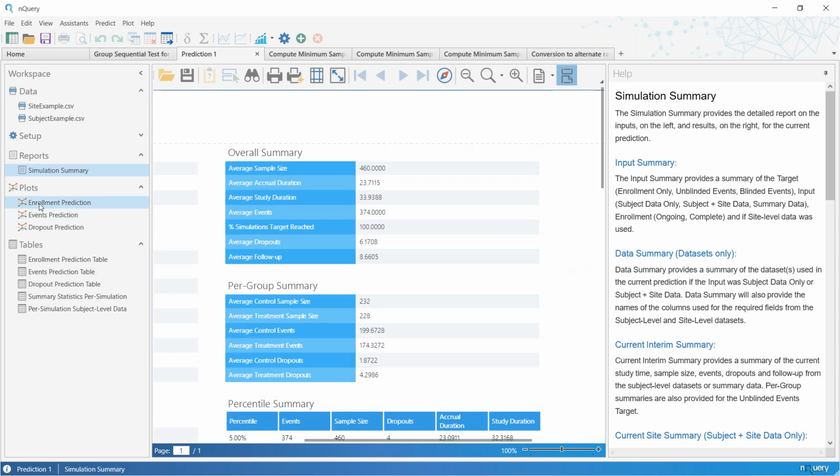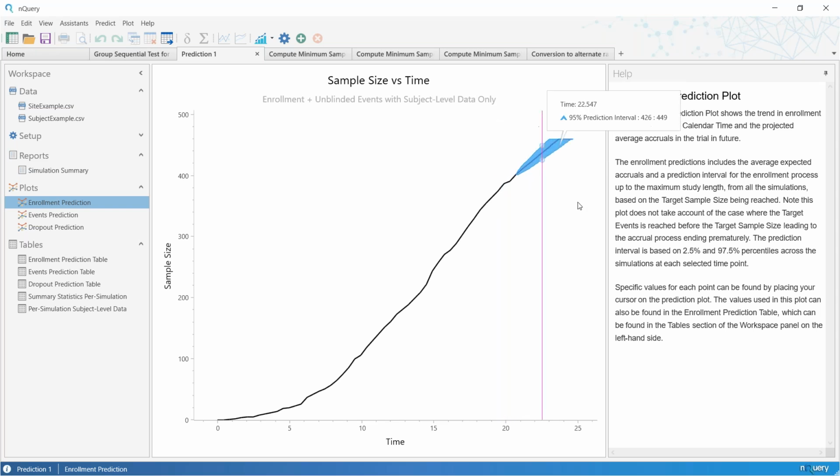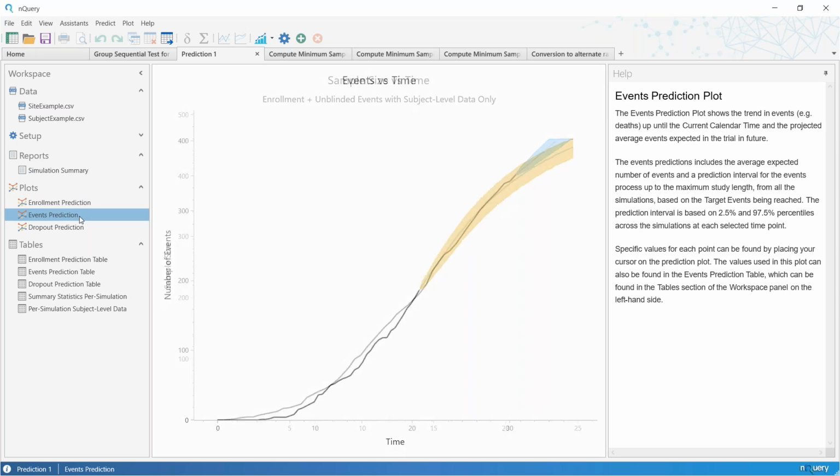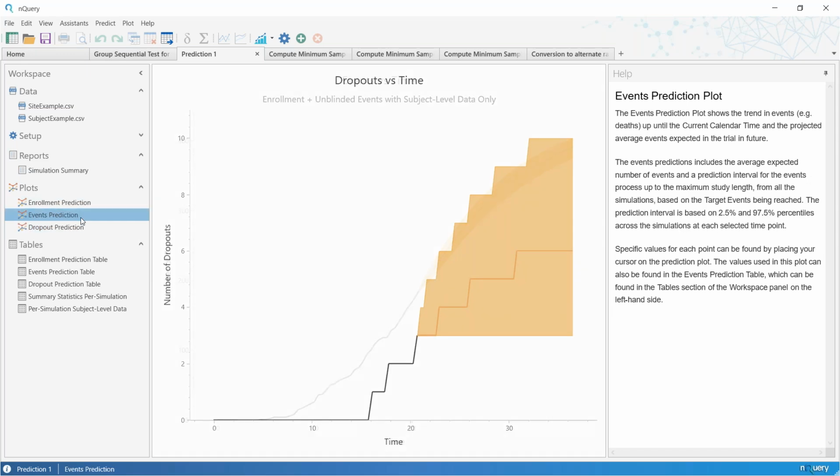And to be honest, if we go to the enrollment prediction plot, you can see that there was a bit of a slowing down in recent months, but we were using the long-term trend. So if this slope decrease were actually going forward, then we would need to be more aggressive in terms of getting more sites back open and so on. But we can see that the events prediction is mostly fine. And the dropout prediction is like that because dropout is relatively rare, so we're not getting much information there.